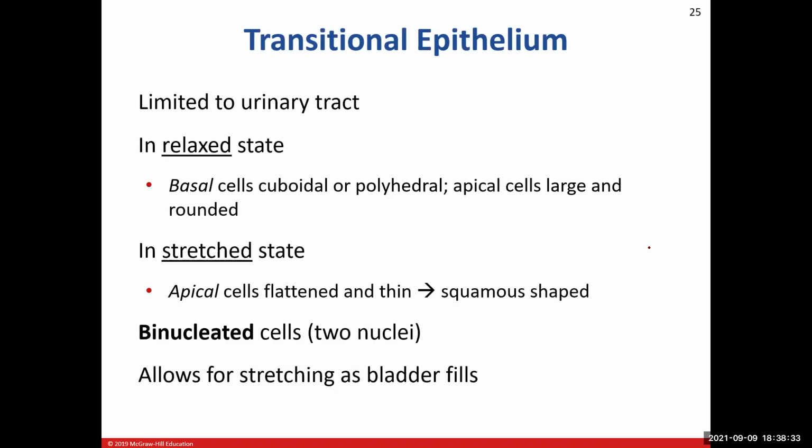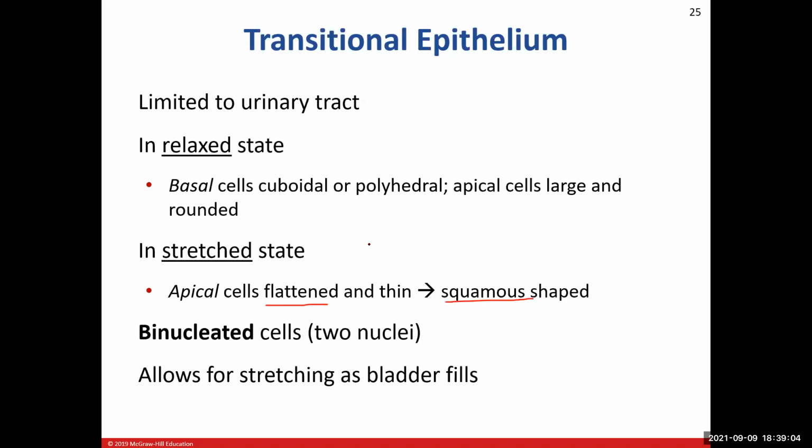Which leads me to the last type of epithelium, which is the transitional epithelium. Our transitional epithelium is that transforming epithelium. We're pretty much going to see it in the urinary system, in our urinary tract. We talk a lot about the bladder. So we'll see this epithelium in the urinary bladder. When the bladder is full, it'll be stretched, so the apical cells will have a flattened appearance. They'll look like they're squamous.